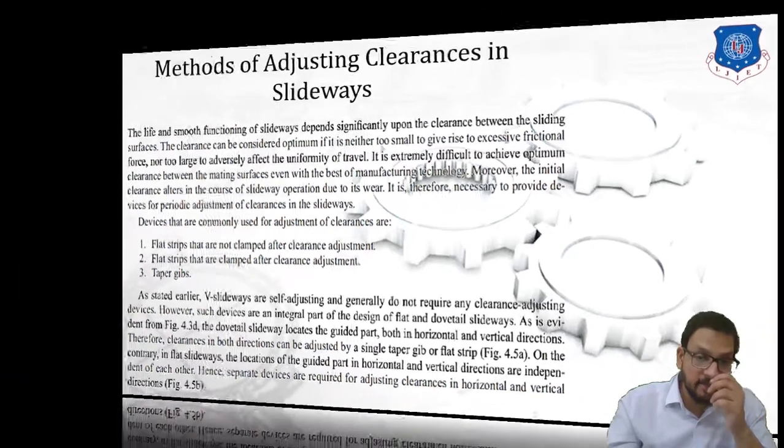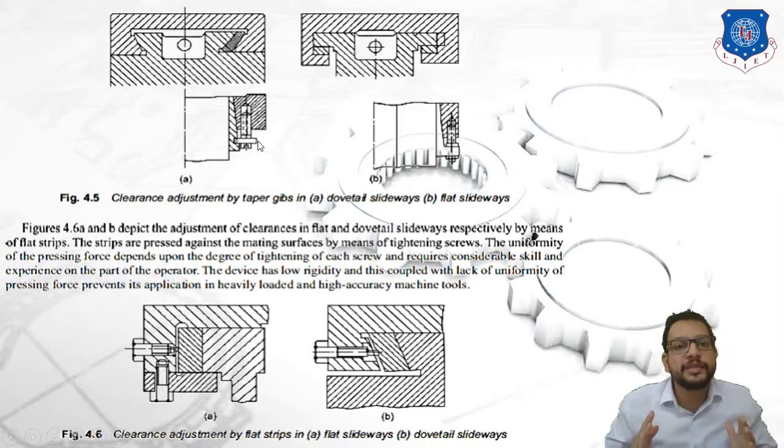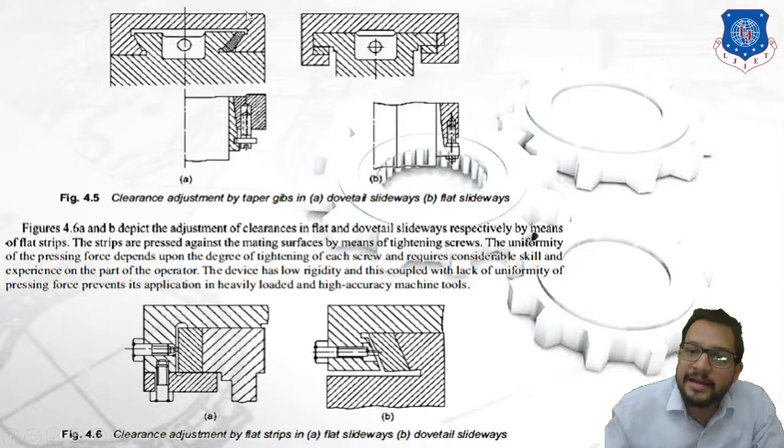So we are going to see the diagram now. As you can see in this figure, which is showing clearance adjustment by making use of a taper gib. The first case is of a dovetail slideway, the second is of a flat slideway. Now in a dovetail slideway, this is a portion of our slideway, and this is the part which is sliding on the slideway. Now over here you can see a gib is provided. If we see it by cutting this, it is going to look this way: a taper shaped gib whose area is gradually decreasing. A taper gib is provided to adjust the clearance between the mating surfaces. Similarly, you can see in this flat slideway.